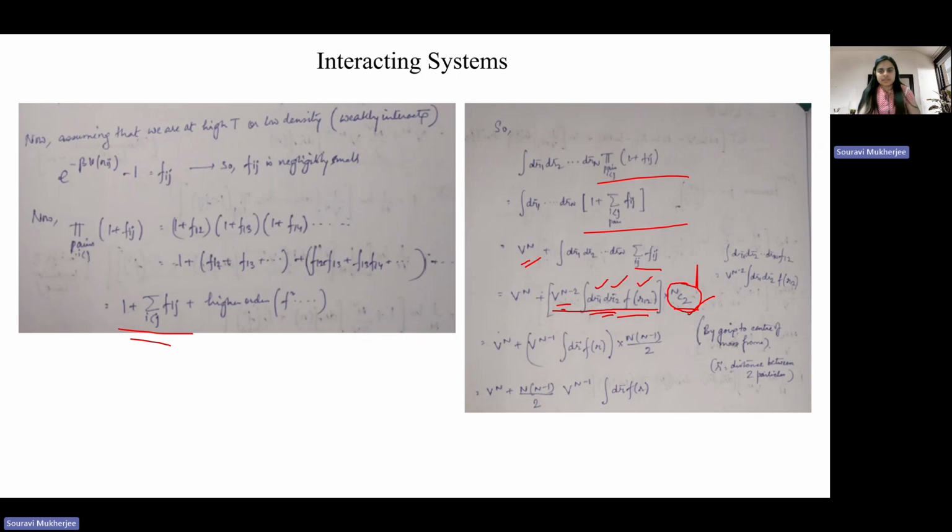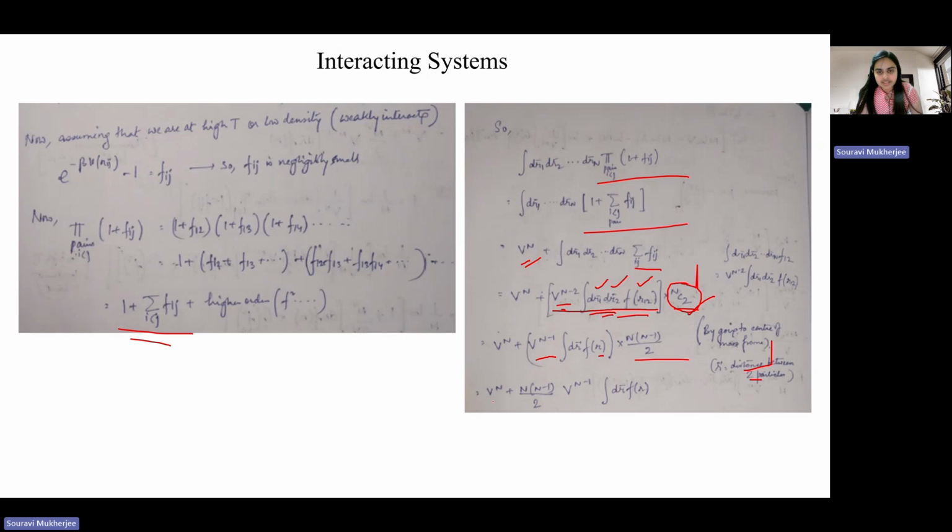Keeping that one particle at rest. So that means you're going to a center of mass frame, where you can simplify it even further and write it as v to the power n minus 1 integration of dr f(r). Here r is the distance between the two particles. Initially, dr1, dr2 were the positions. Here it is the distance between the two particles. And then this is NC2.